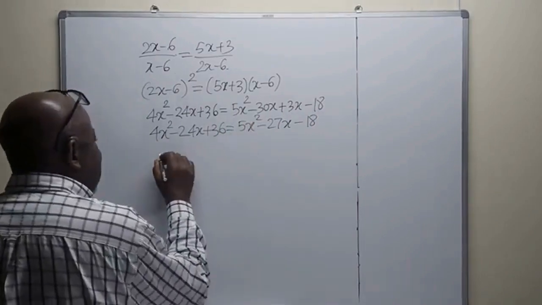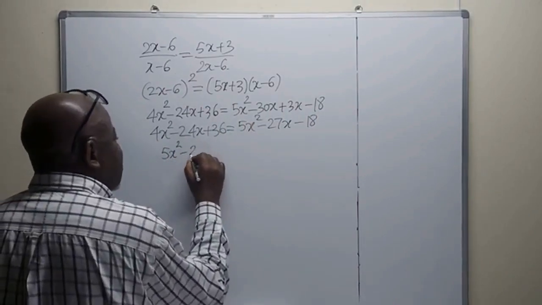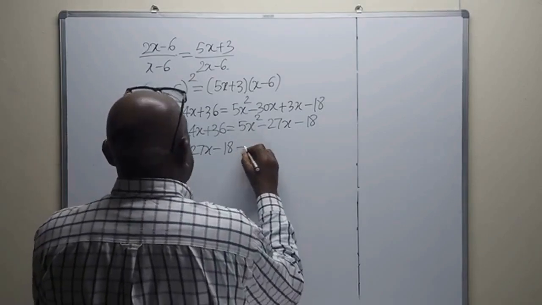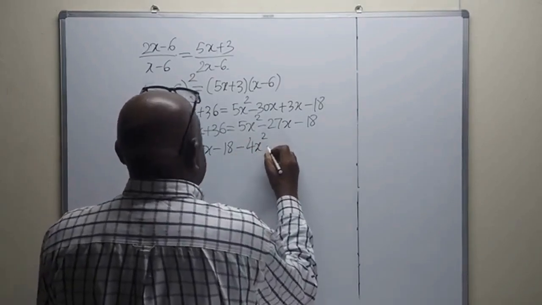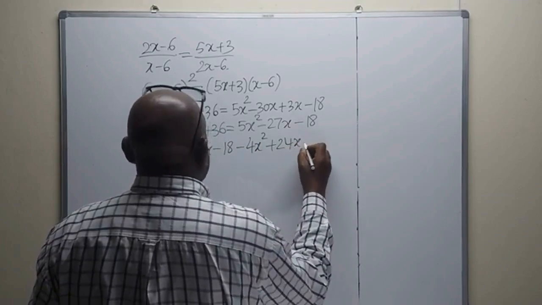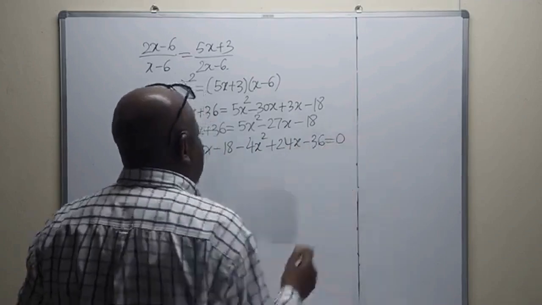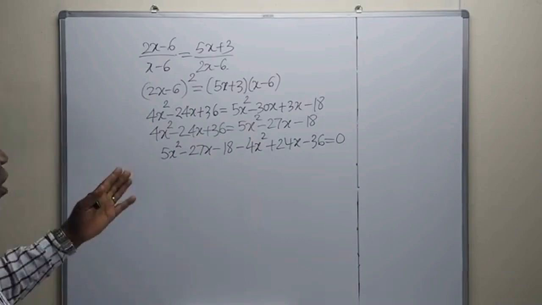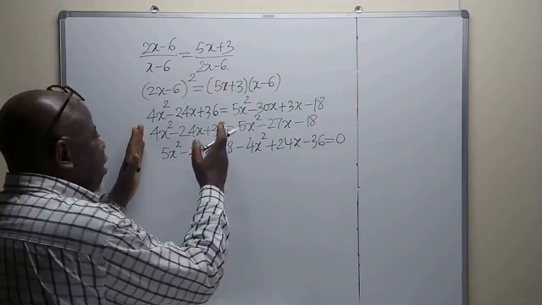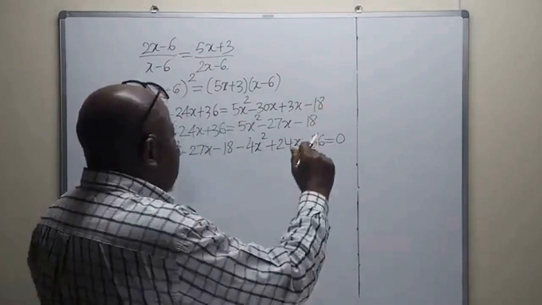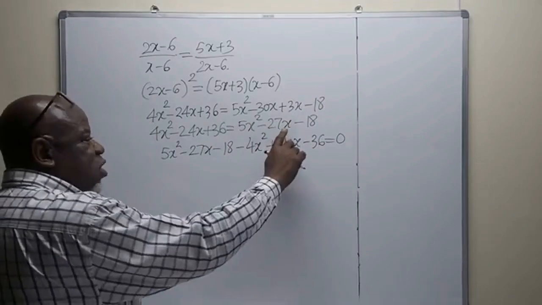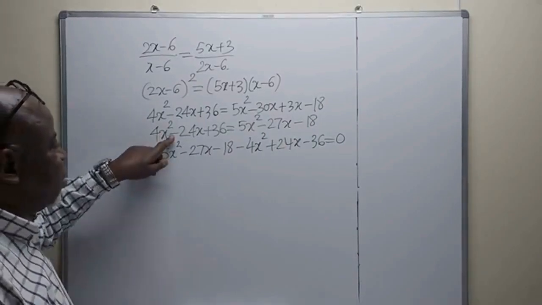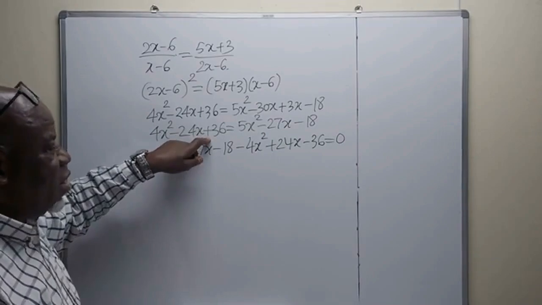So we will have 5x² − 27x − 18 − 4x² + 24x − 36 equal to 0. Let's double check to avoid mistakes. I've moved the left hand side to the right hand side: 5x² − 27x − 18 − 4x² + 24x − 36.